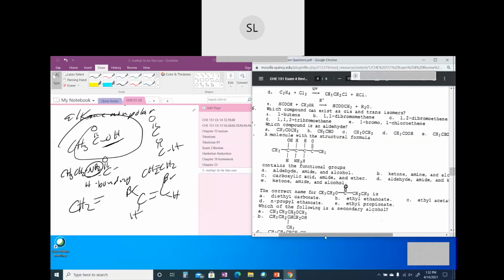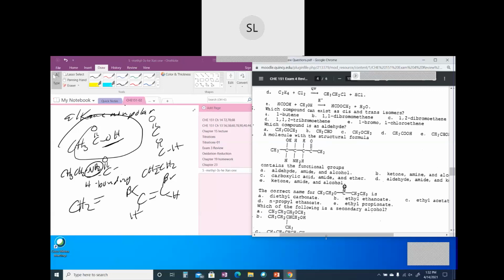What number are we on? 38, molecule with this structural formula. All right, so you got an OH, that's an alcohol. You got an NH2, that's an amine. You got your C double bond O, that is a ketone.